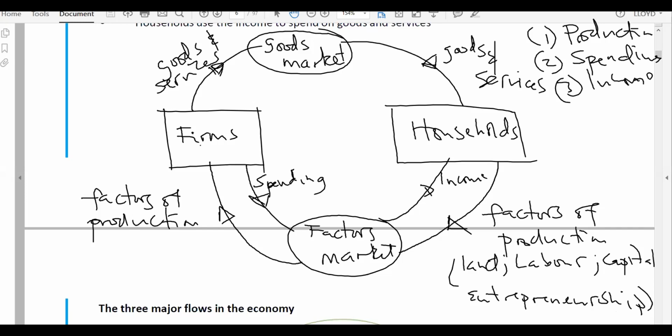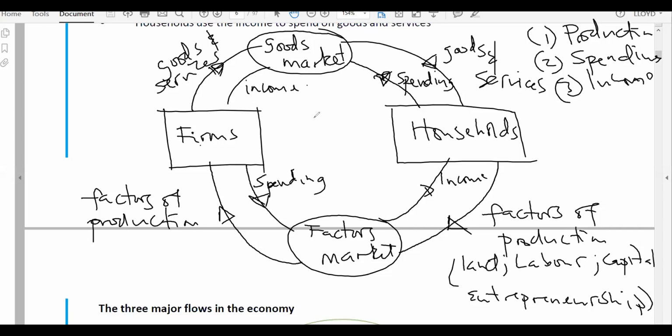Okay. And then the same applies to firms. They don't just give goods and services to households. Households, they've received income. So the income that they've received is going to go to firms. So from the perspective of households, when they take money out of their pockets, that is spending. When firms receive money, that is income. So what I've drawn here, this is called the circular flow model of a simple economy.